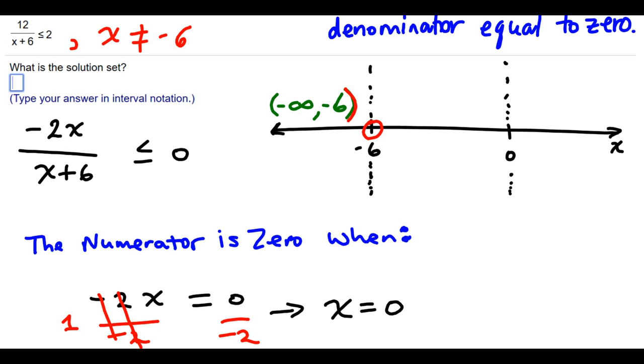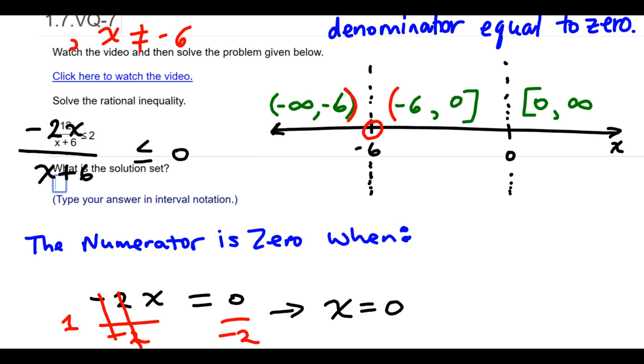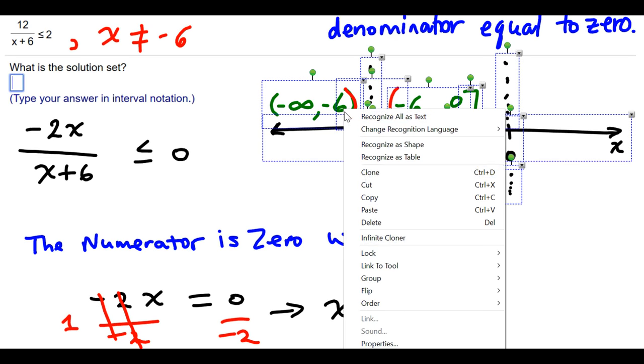I'm using a soft bracket, and I'll do the same thing over here from negative 6 to 0. Now 0 would not make my inequality undefined anywhere, so I can use a square bracket for that. And from 0 to infinity. So those are the three regions that I need to test from here in order to determine my solution set. So I'm just going to make a copy of it for the next slide.